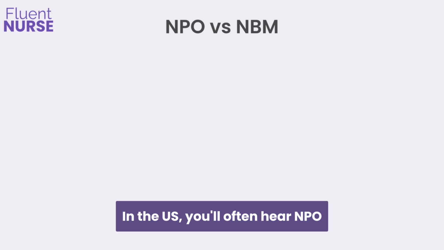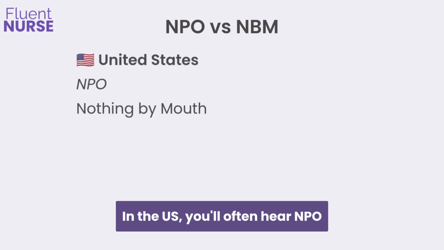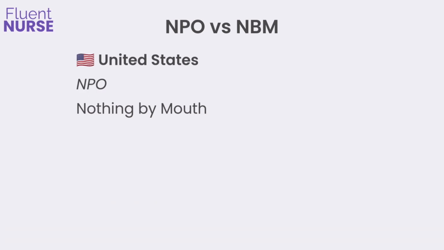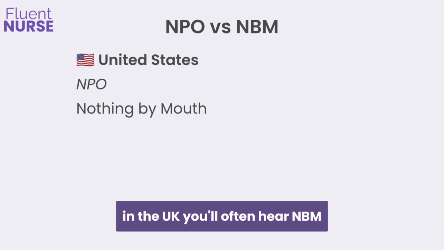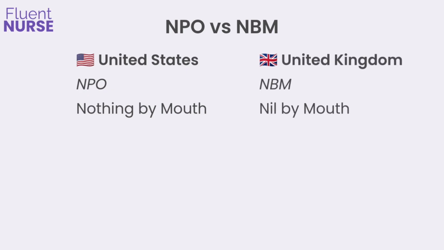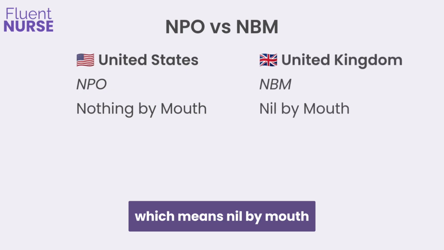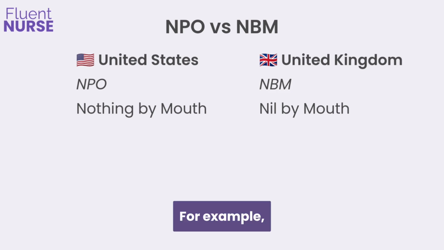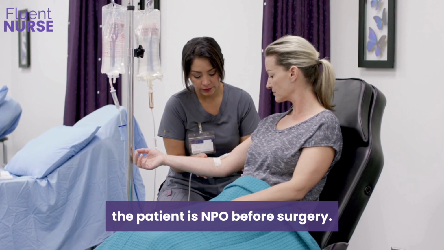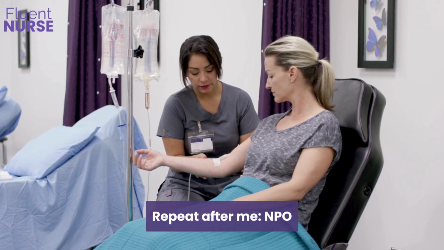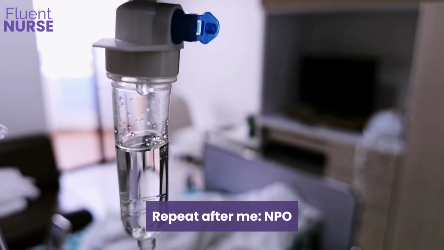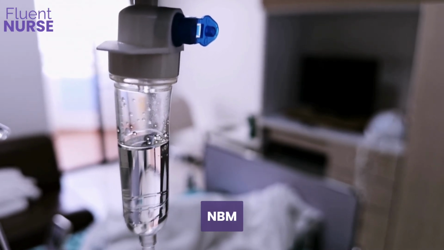In the US, you'll often hear NPO, which means nothing by mouth. In the UK, you'll often hear NBM, which means nil by mouth. For example, the patient is NPO before surgery. Repeat after me. NPO. NBM.